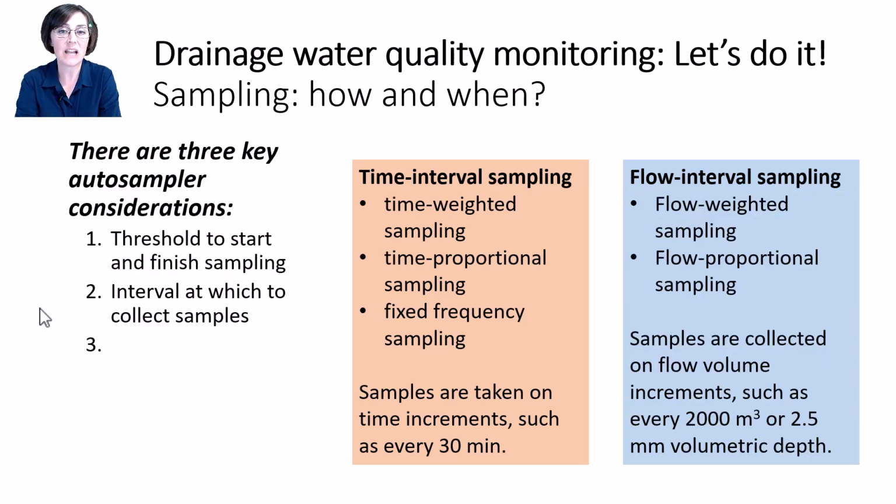The second kind of sampling is flow-based sampling, which is where samples are collected on flow increments such as every 200 gallons or every 3 millimeters of equivalent depth over your drainage area. Flow interval sampling requires continuous discharge measurement to sample once the sampling interval has occurred. In other words, flow interval sampling requires you to have an autosampler that directly communicates with your flow monitoring device so that the sampler knows when to sample.